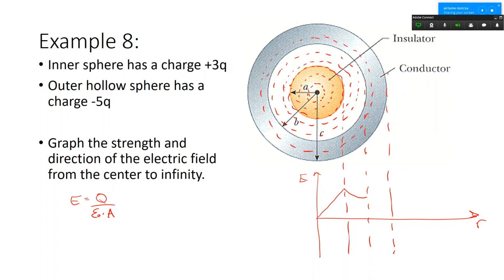If I take a Gaussian surface right there, what's my charge enclosed? 0, exactly, because it's minus 3q from the inner surface of that outer shell, and plus 3q from my inner sphere. If my net charge inside is 0, if my q enclosed is 0, then my electric field is 0. So all along here, my electric field is going to be 0.